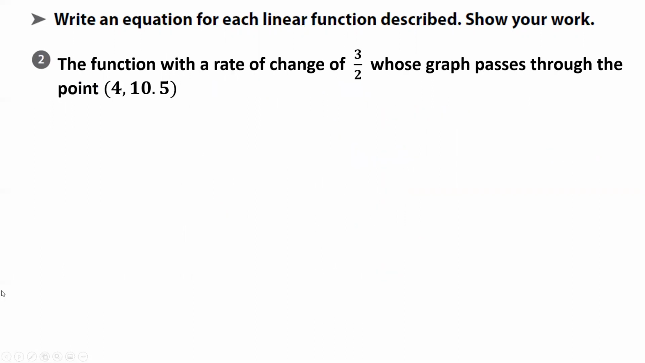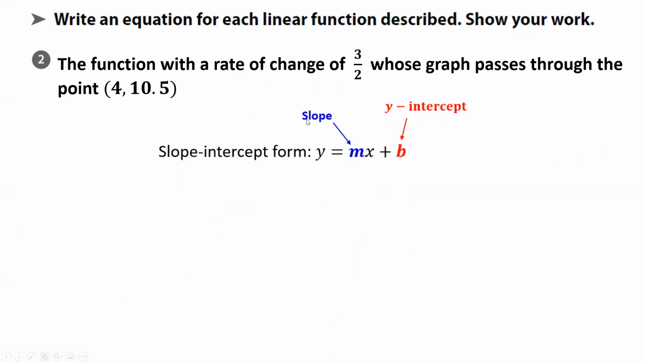Let's look at number 2. Number 2 says the function with a rate of change of 3 over 2, whose graph passes through the point (4, 10.5). Once again, I'm finding a linear function, so I need to find the slope and the y-intercept. For number 2, they tell me what the slope is right away. They tell me with a rate of change of 3 over 2. Rate of change is just another word for slope, so I know my m is 3 over 2. I can go and plug that into my equation.